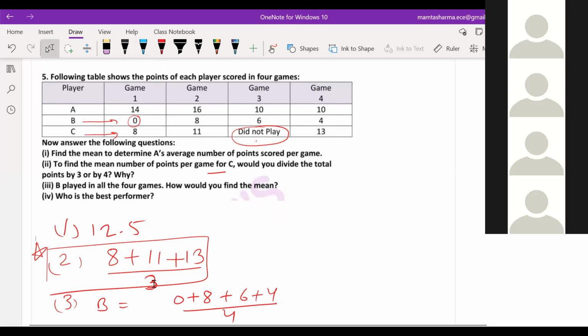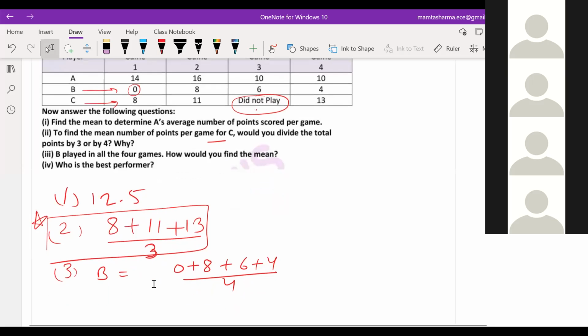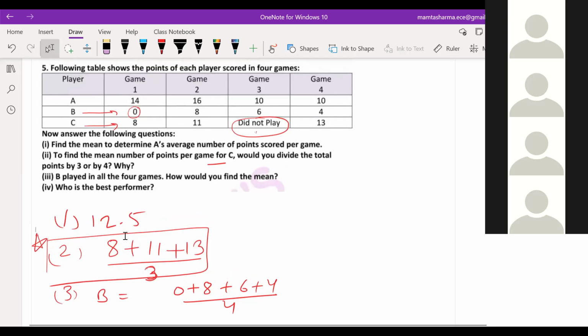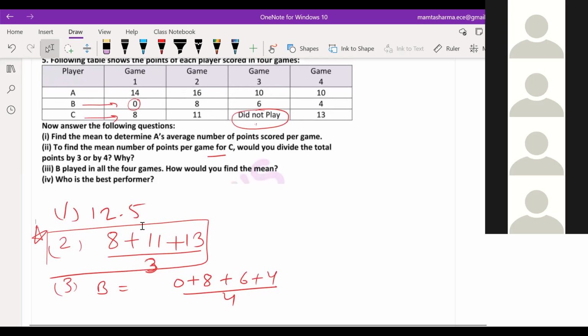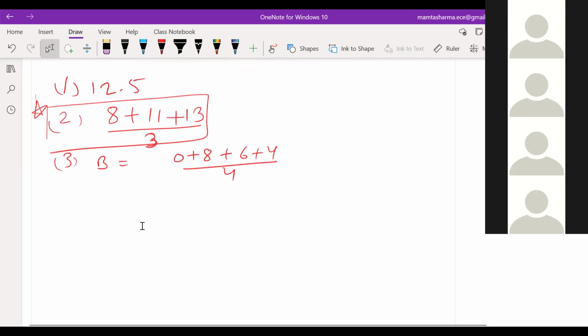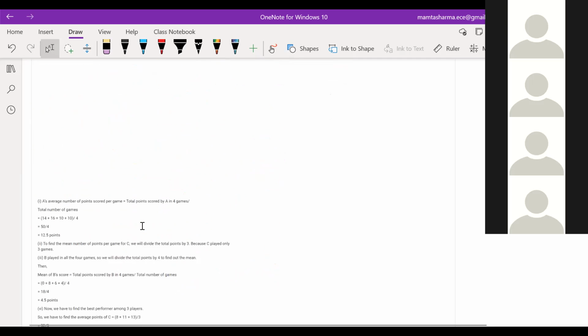Okay, who is the best performer? Ma'am, A. The best performer is A, since A got the highest mean, 12.5. A has the highest average score. That's why A is the best performer.